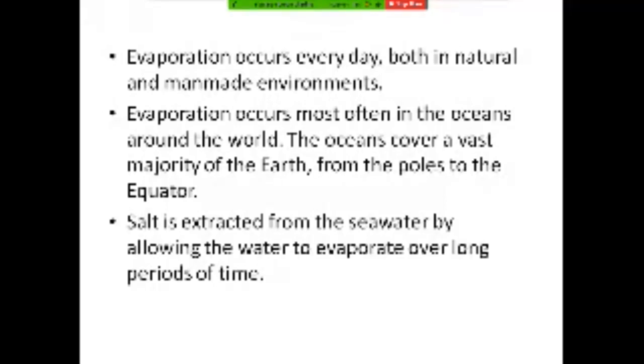Then the sea water evaporates, and only salt is left, which is sodium chloride, which we eat in our food every day.